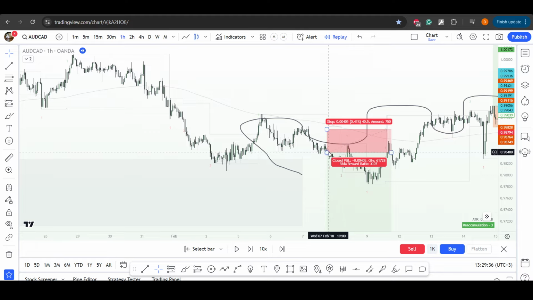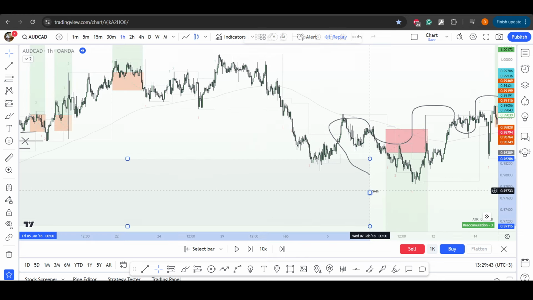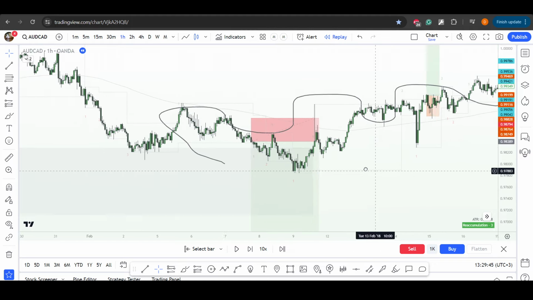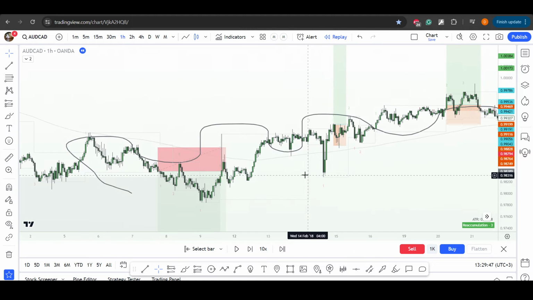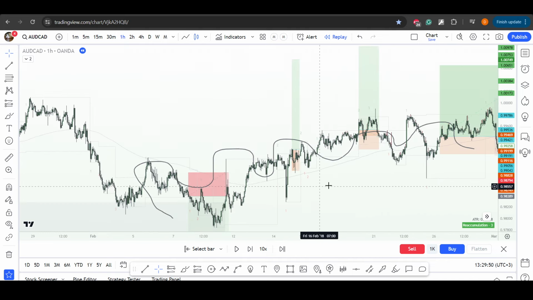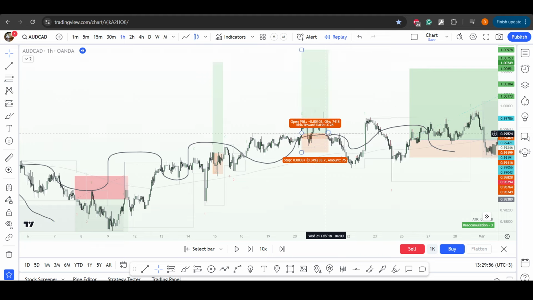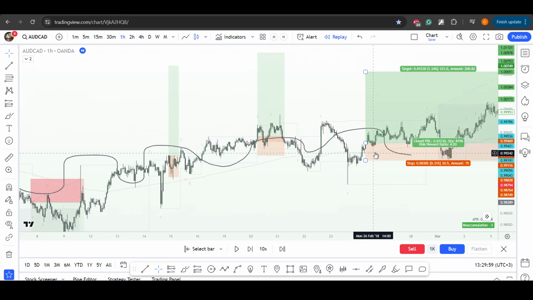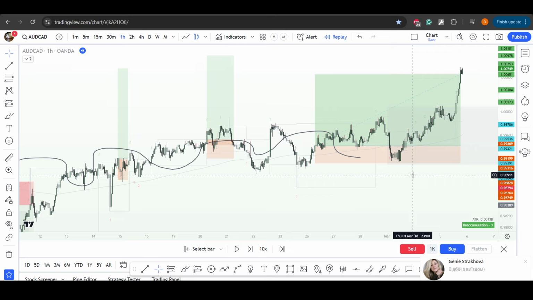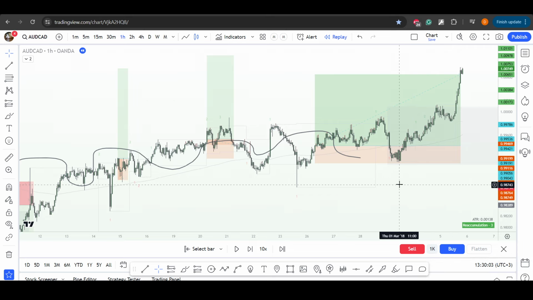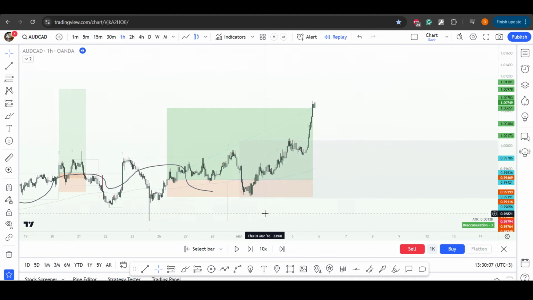It was just a bit extended on the daily, but the setup in itself was okay. This one probably should not be here because we are acting here in a daily demand zone, and yeah, this one and these two were okay, but the market just decided to continue to range, and then only later provided us with a better entry.